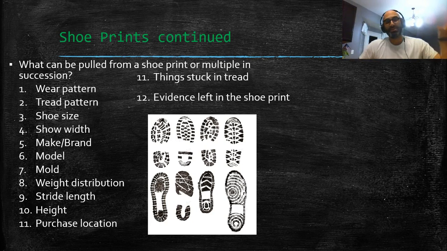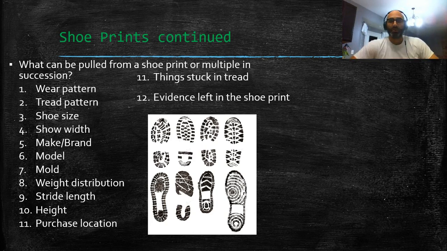In some instances, you can determine the exact location in which that shoe was purchased solely because there are things stuck in the tread. You can determine where they last were because of things stuck in the tread. Things that were stuck in the tread can be left at the crime scene. So there's tons of things that can go down involving this.